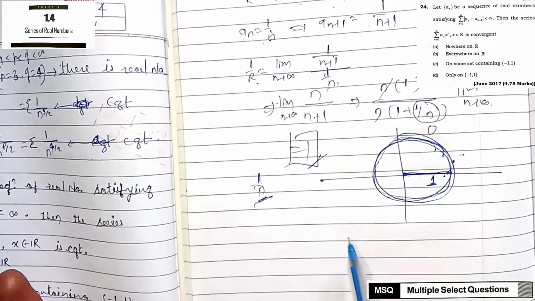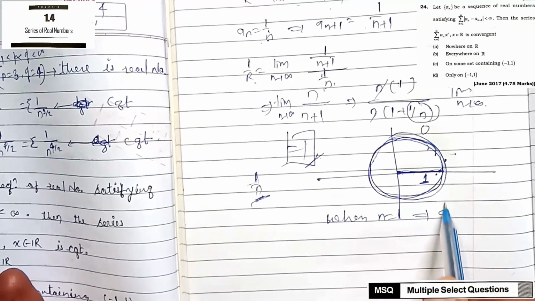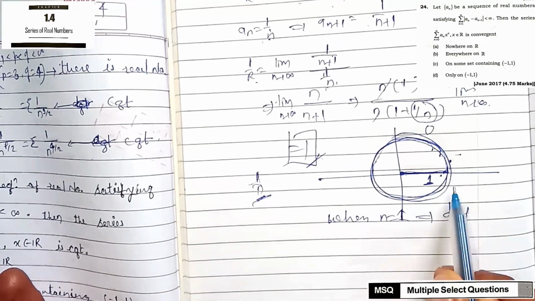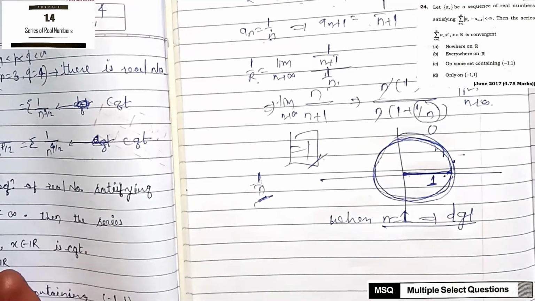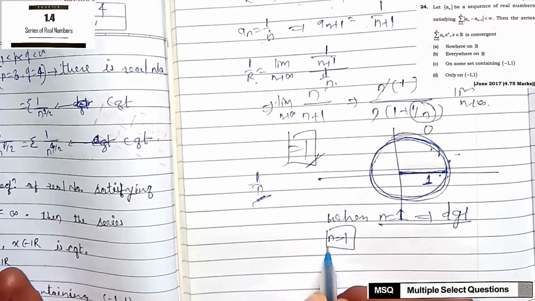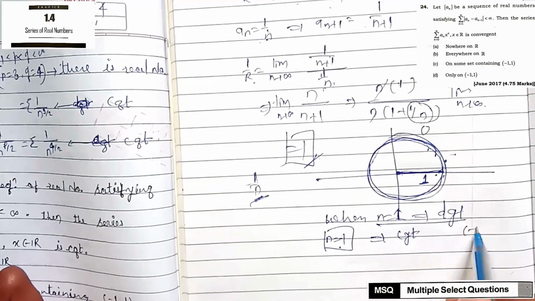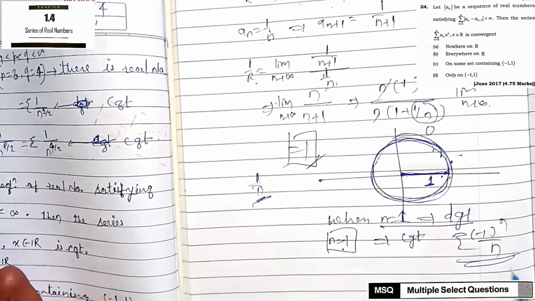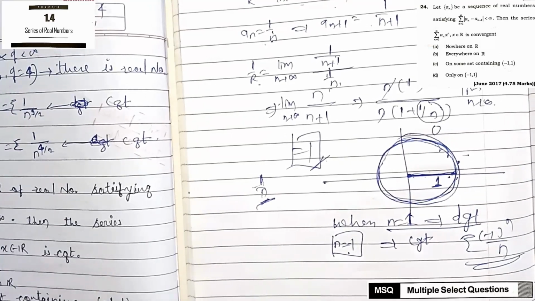That means when n is equal to 1, the series is divergent. Why divergent? Because on the boundary that series is also divergent. And when we take n as -1, we get the series convergent. Why is it convergent? Because (-1) raised to n upon n, this series is always convergent in its domain of interval.